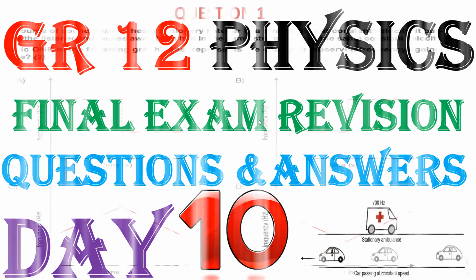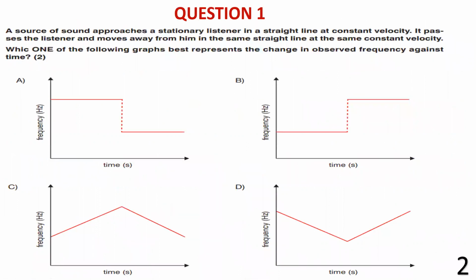Let's see our first question, a multiple choice question. Please take your time to try the question. Question 1: a source of sound approaches a stationary listener and then goes away from the listener. It asks which graph is correct. Please check all the graphs: the source of sound comes closer to the listener, then passes the listener and goes away. So what's going to happen?